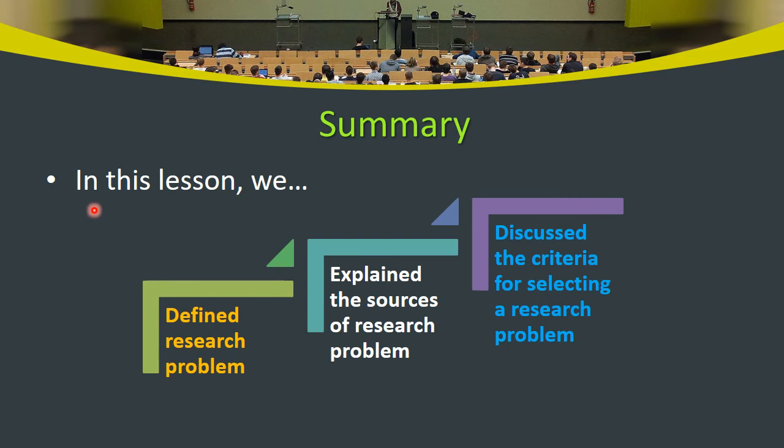In summary, what have we really learned today? We defined research problem. We went further to explain the sources of research problem, and finally, we discussed the criteria for selecting a research problem.